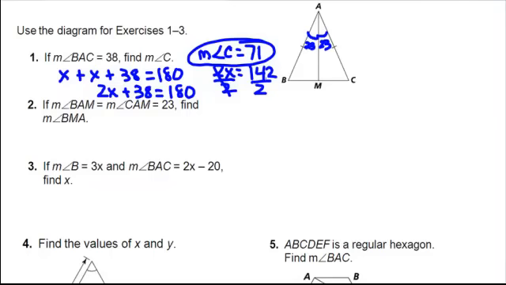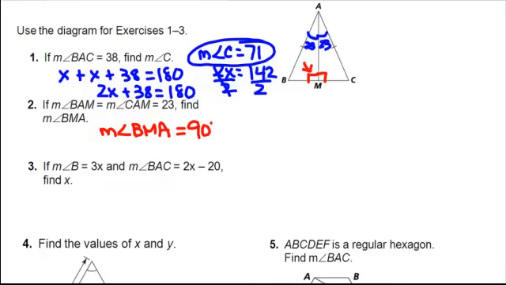This is important because right away I can use Theorem 3.5, which says that the bisector of the vertex angle of an isosceles triangle is the perpendicular bisector of the base. I know this is bisected because these are equal. So I can add right angles at that point. The instructions say find the measure of angle BMA. BMA is this angle. Without doing hardly any work, I know the measure of angle BMA must equal 90 degrees.